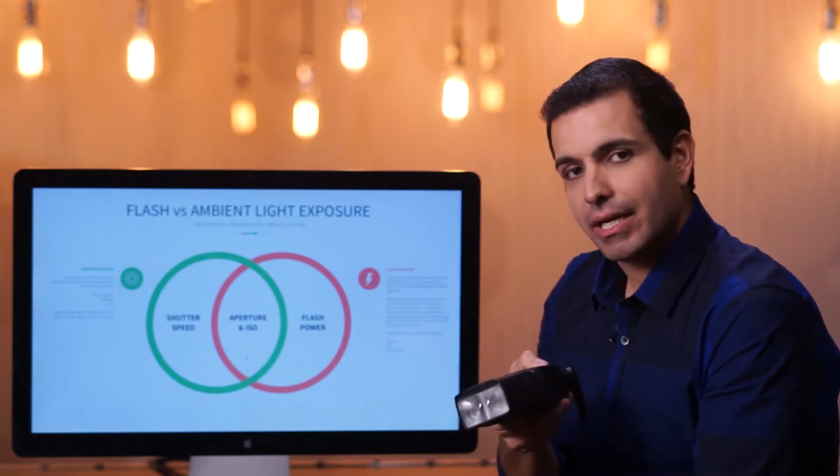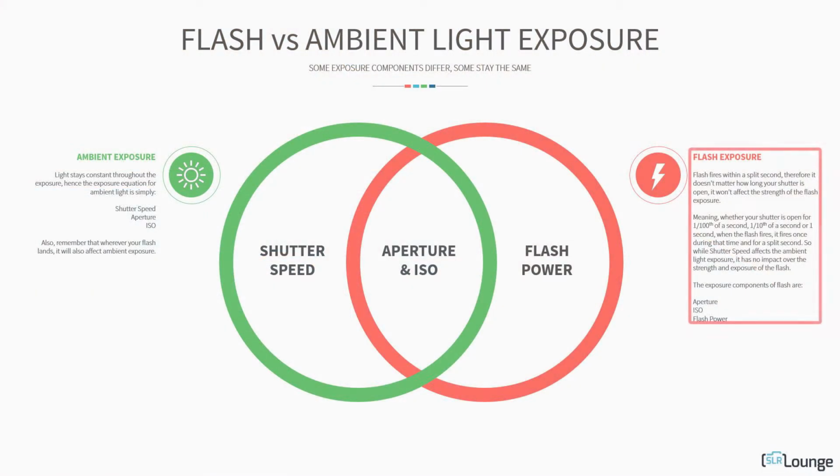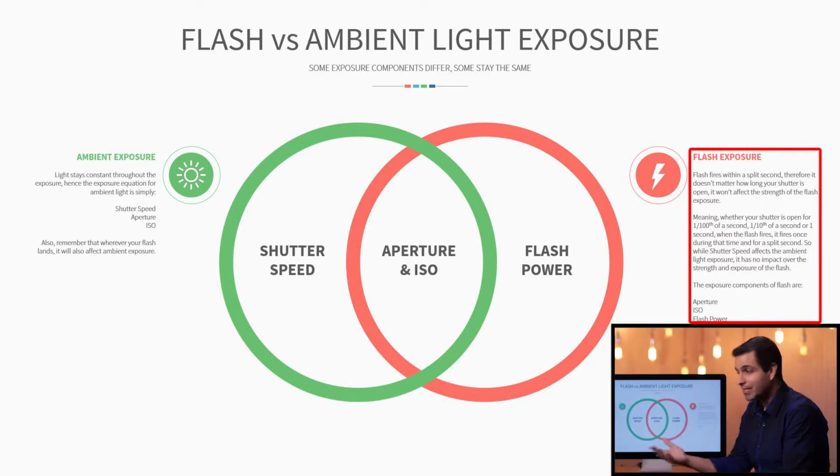Well, if this is firing at 1/10,000th of a second, it doesn't matter what your shutter speed is set to. Your shutter speed could be on 1/200th of a second, it could be 1/100th of a second, it could be 1/50th of a second, it could be 1 second, it could be 30 seconds long. The flash output would still be identical because it fires within 1/10,000th of a second. So while the shutter speed is open for 1/200th of a second, the flash fires and it's that same amount of light regardless of the shutter speed. That means that shutter speed does not apply to the flash exposure part of this equation.